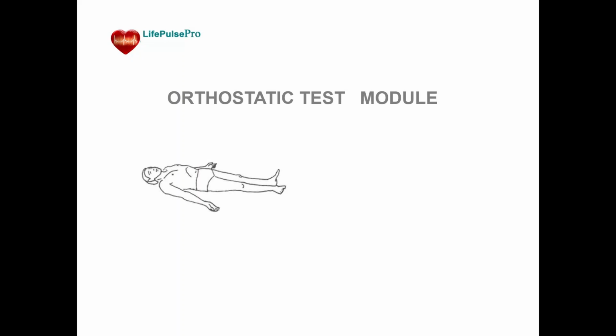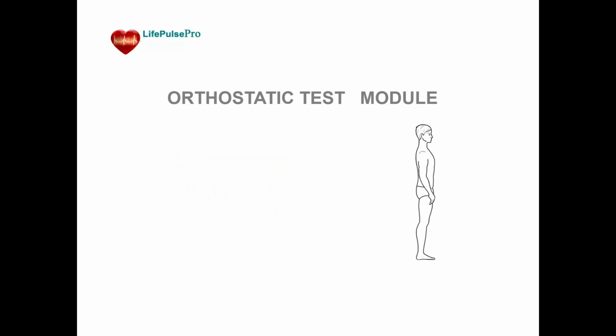The 30/15 orthostatic test evaluates the response of the cardiovascular system to changes in body position. The algorithm measures the ratio of cardio intervals of the 30th and 15th heartbeats in the process of getting up into a vertical position from a lying position.